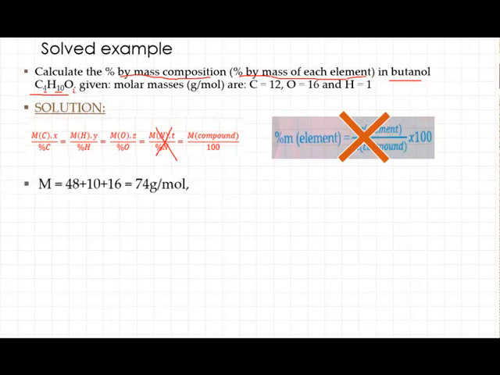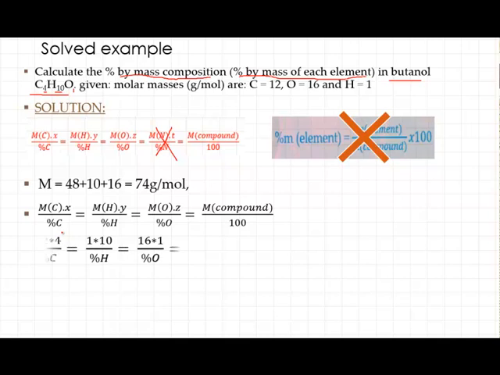So the first step, we calculate the molar mass of this compound. We have carbon, 12 multiplied by 4, oxygen in a similar way, and hydrogen. So we calculate the molar mass of the compound butanol. The first step, I must have the molar mass of butanol, the compound. The second step, we write the relation of the law of definite proportion according to the composition, the molecular formula of this compound. Then we substitute the values.